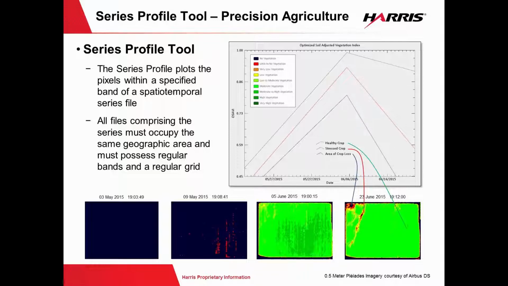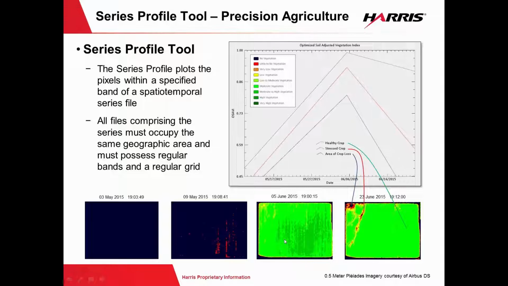And here's just one example of taking a look at an individual field. We're using high resolution Pleiades imagery with 0.5 meter resolution, and we can see on May 3rd there's no vegetation in our field, which corresponds up here to my key. We see a little bit of growth on the 9th of May. By June 5th, we've got very high vegetation in many parts of our field. And then by June 23rd, we're starting to see areas of crop loss in our field, and we've got stressed crop.